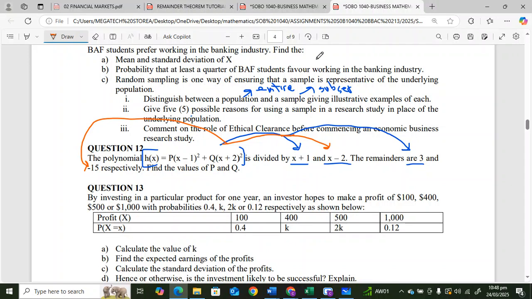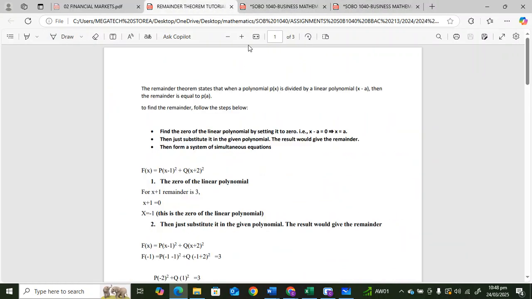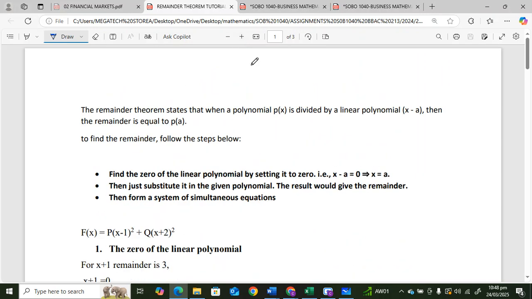Okay, so as always, let me just put the question here. We'll put it in a step-by-step process here. Okay, these are the steps. Step 1, find the zero of the linear equation, not polynomial, linear equation, by setting it to 0. I'll go through these steps later on first.